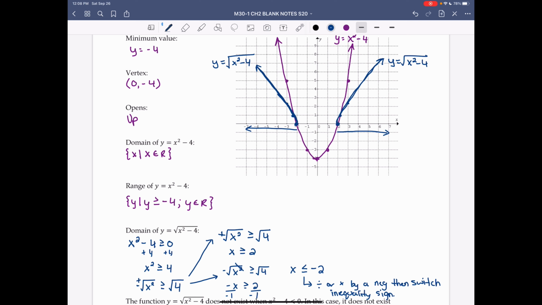So our domain, as we saw in our graph, includes any value that is less than or equal to -2. It also includes any value that is greater than or equal to +2. So let's write that out. Domain: x such that x is less than or equal to -2, and also x is greater than or equal to 2, x ∈ R.